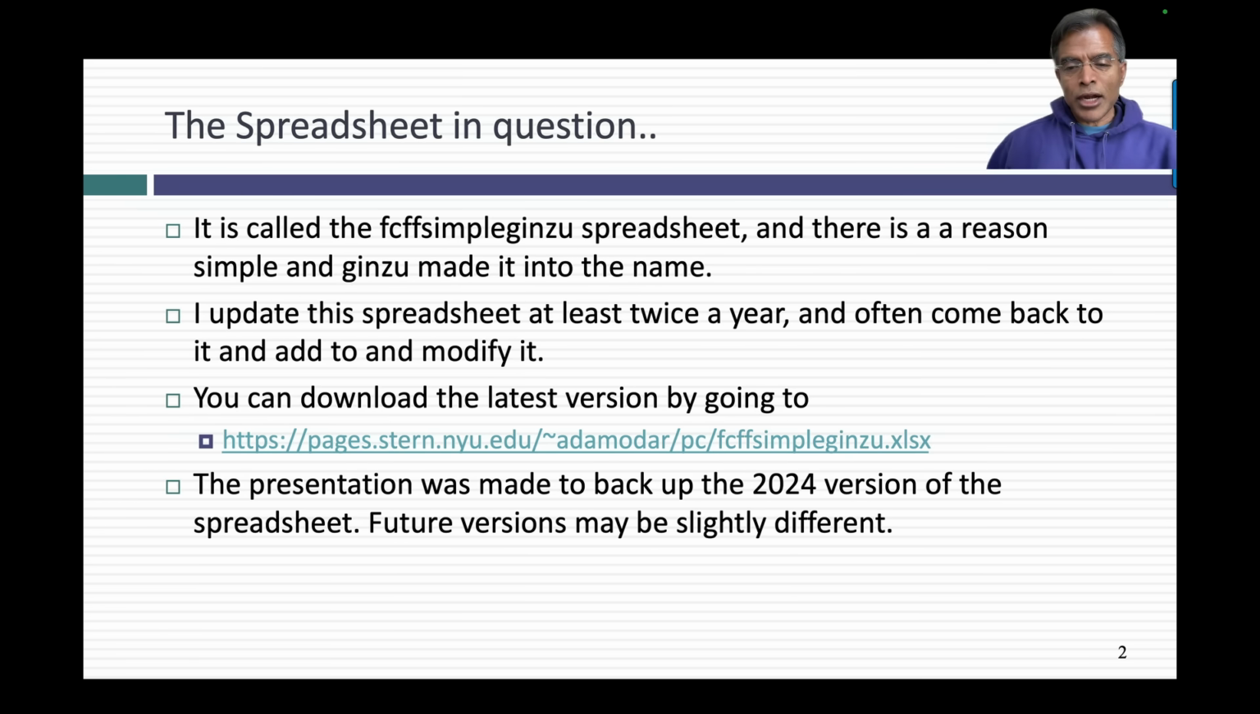There's a different variation of this model on my spreadsheet called the FCFE Simple Ginzu model. That's to value a company based on free cash flows to equity. This is about valuing the entire business. And this is the spreadsheet I draw on almost 90% of the time when I value a company. It is for non-financial service companies.